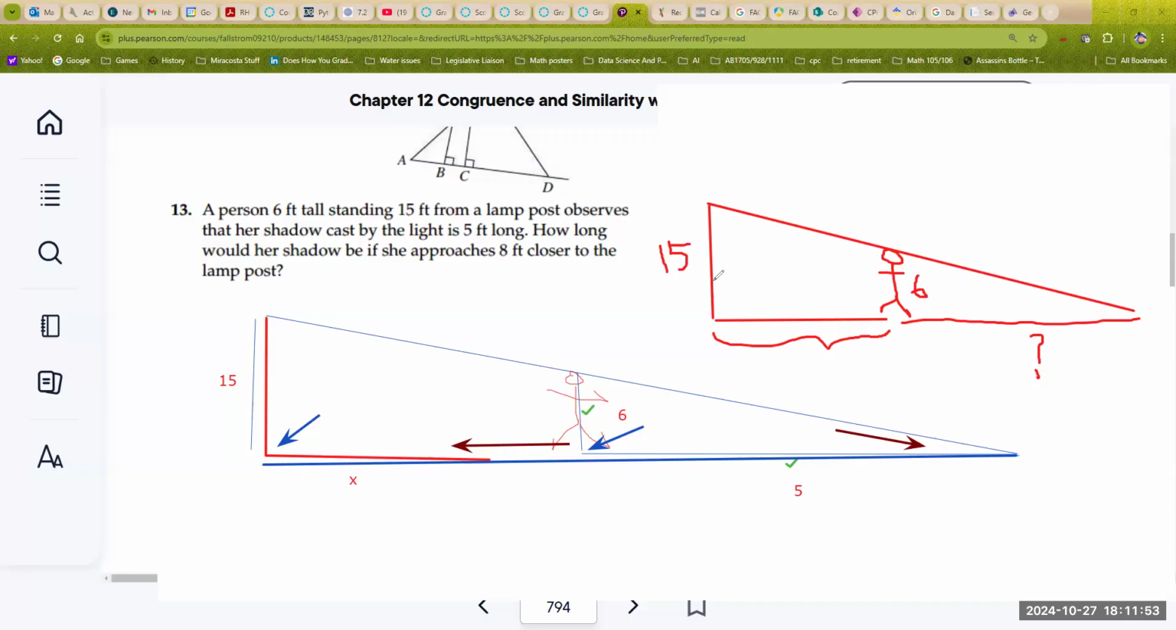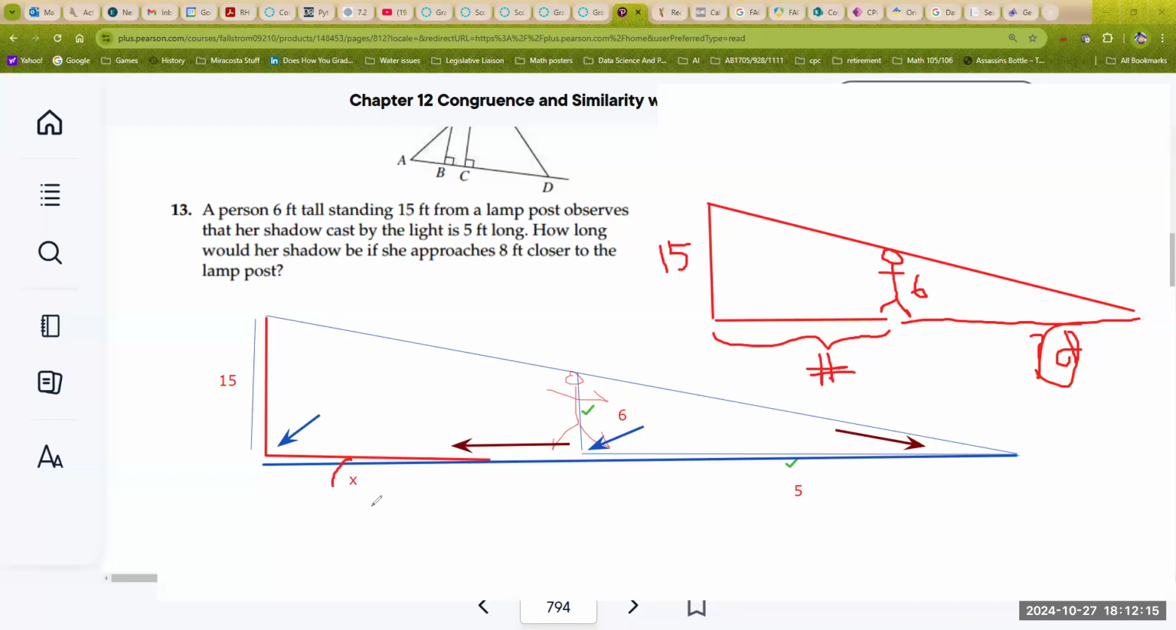So once again, 6 is to 15 as, in this case, I don't know if this is D for distance of the shadow. So D is to, and you'll know this number. I'm not telling you what it is, but you can see it in the answer key. So you'll have D is to D plus number, and you plug in what the number is, and you can solve for D. You'll find the missing piece.